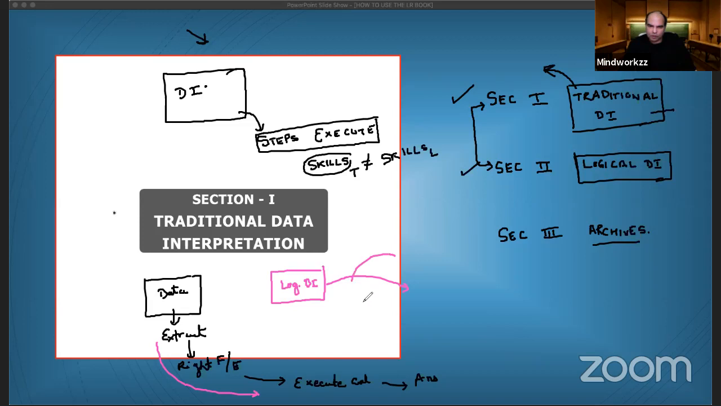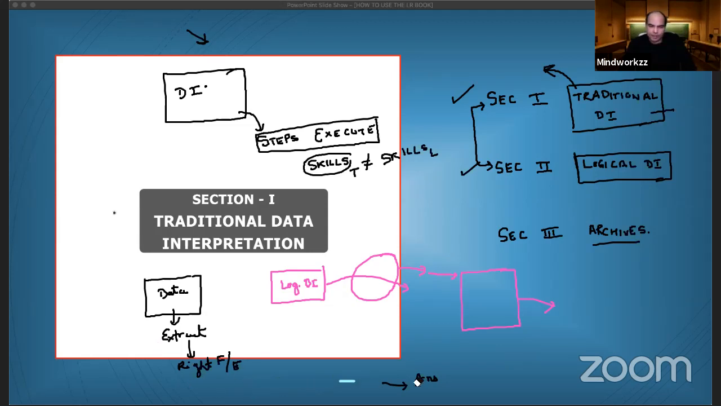There are a lot of stories which are inbuilt into the data, and you have to be able to do a series of steps to get to the point where you can start extracting answers to the questions asked. Now, please understand, when they say data interpretation, what does it mean?